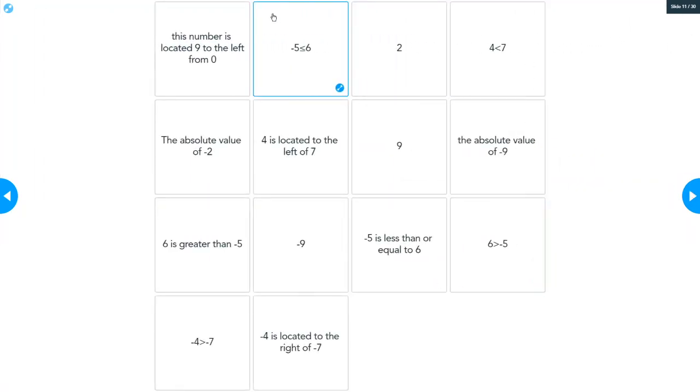This is our warm-up, so we want to kind of get a refresher of how sentences match up with number sentences. So we would look at all these different sentences and match them up with the numbers that go with them. Okay, so the number is located 9 to the left of 0. So I'm thinking about the number line. If I'm at 0 and I go 9 to the left, where would I end up? Okay, so you're going to do a multiple choice. Not multiple. You're going to match the answers together.